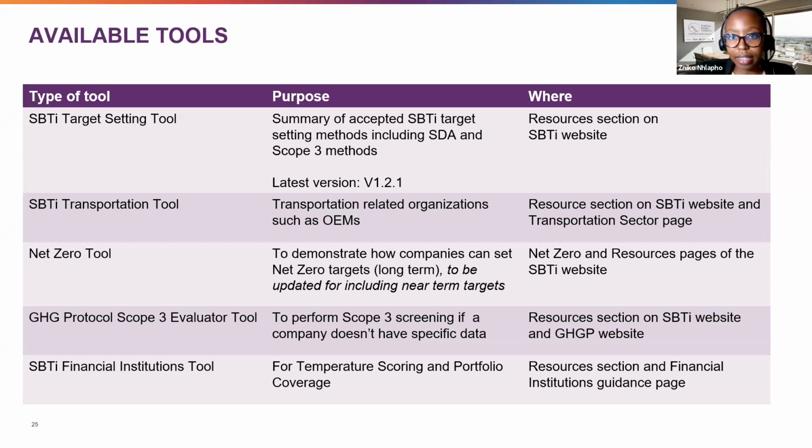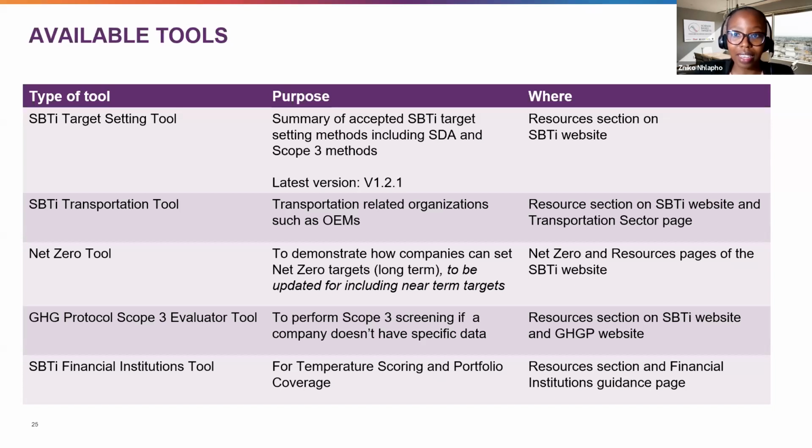Then secondly is the SBTi transportation tool. So this tool is a technical resource for companies to model their science-based targets for direct and indirect transport emissions. The tool is focused on the passenger, freight and OEM sector and provides GHG emissions accounting guidance and best practices for science-based target setting.